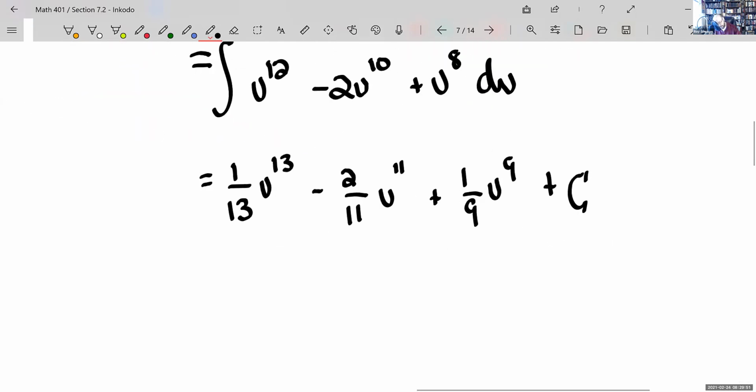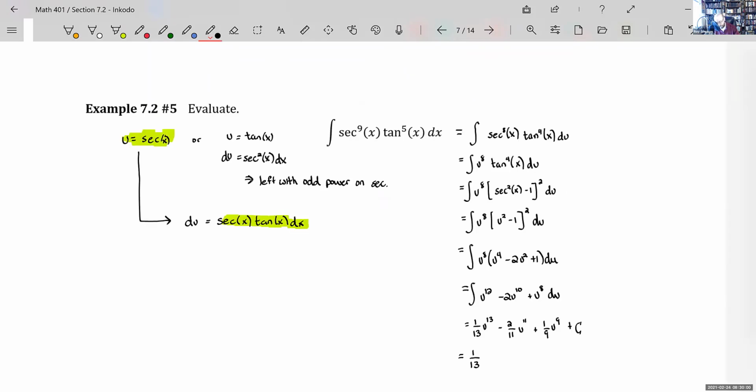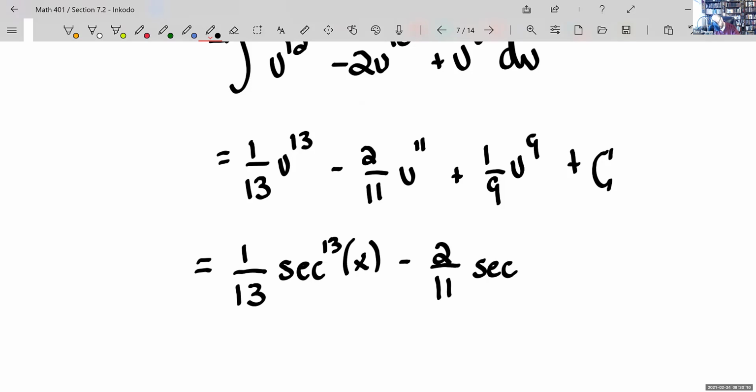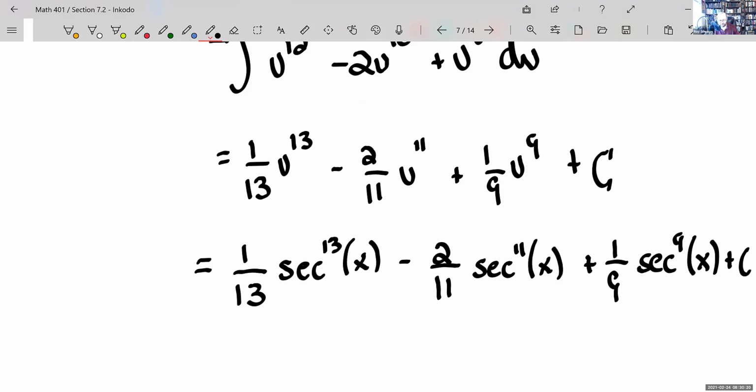So this ends up being a lot faster because you had a really nice substitution that made all powers even. So it's 1/13 secant to the 13th of x minus 2/11 secant to the 11th of x plus 1/9 secant to the 9th of x plus c. There you go.